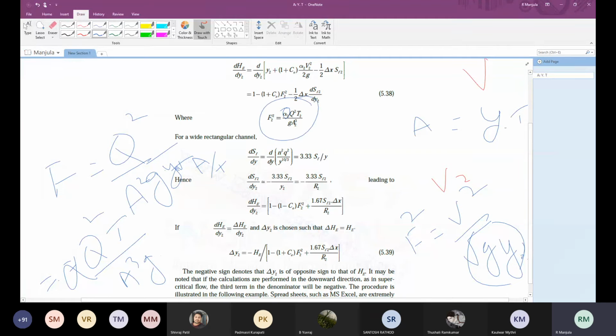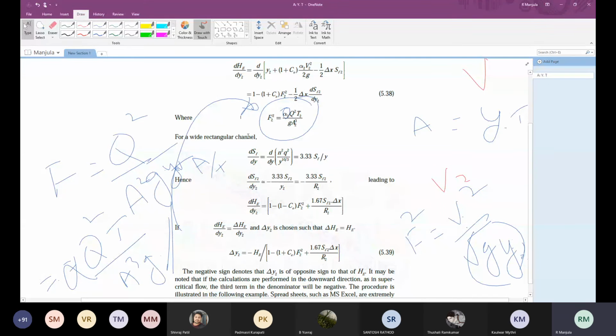That is how your Froude number is like this. Actually Froude number f is equal to v by root of gy, and you are substituting for v as well as your normal depth, and you are getting this. This is what you are going to substitute here now. Now your 1 minus of 1 plus c into f2 square, this alpha v2 square by 2g, then minus 1 by 2 delta x into differentiation of your s of 2 divided by dy2.